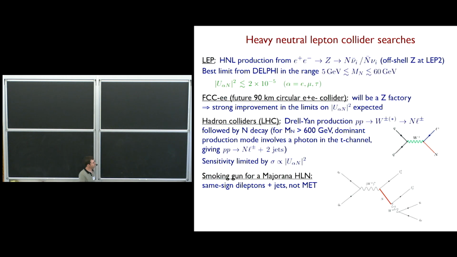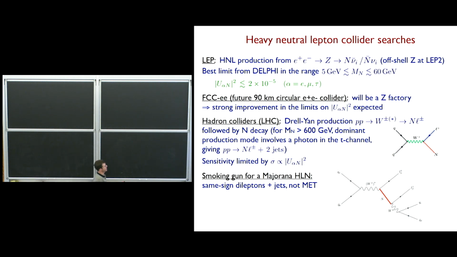So let me now move on to heavy neutral lepton collider searches, and let me start with e+e- colliders. So historically, at LEP, you could produce heavy neutral leptons via a Z boson. e+e- goes to Z, off shell or on shell, so off shell at LEP2, which then gives a heavy neutral lepton plus a Standard Model neutrino.